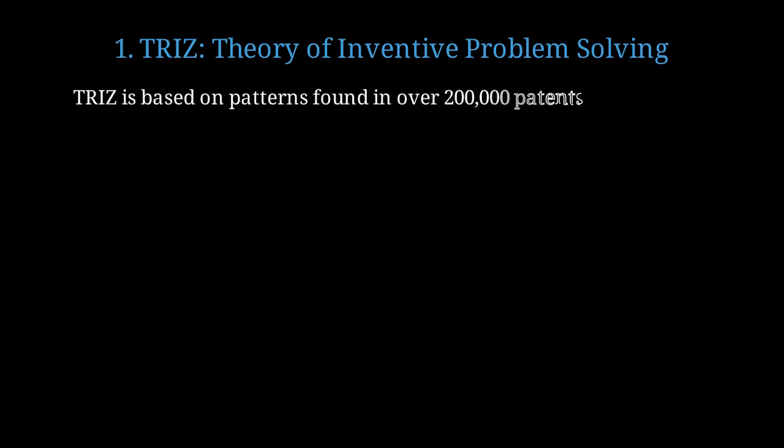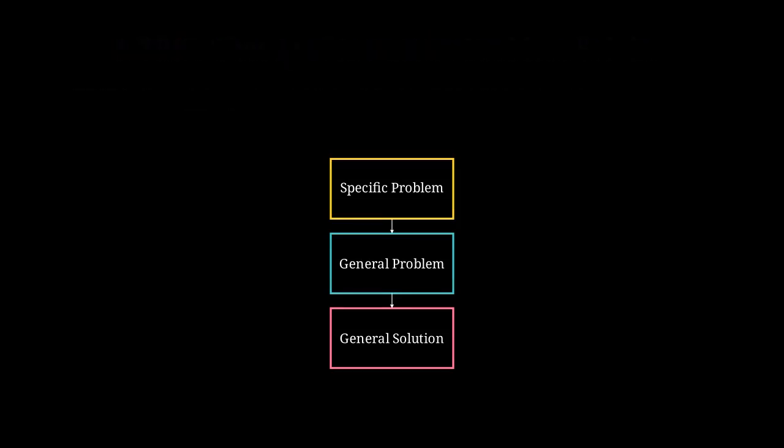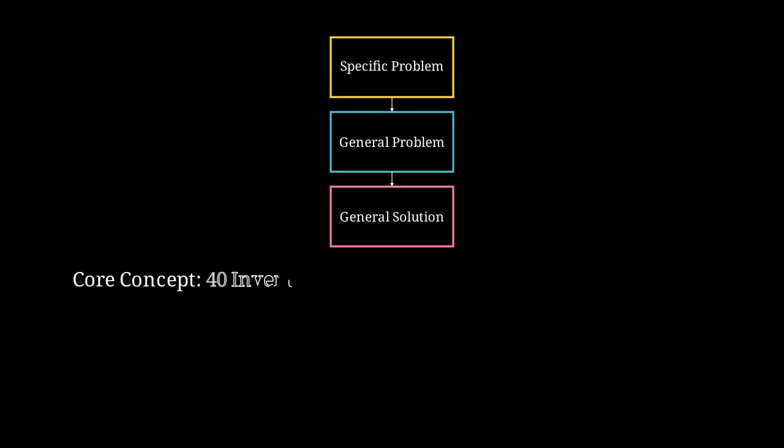TRIZ was developed by analyzing patterns in over 200,000 patents, identifying systematic approaches to innovation. TRIZ works by converting specific problems into general problems, finding general solutions, then adapting them back to specific solutions. At the heart of TRIZ are 40 inventive principles that guide problem solving.